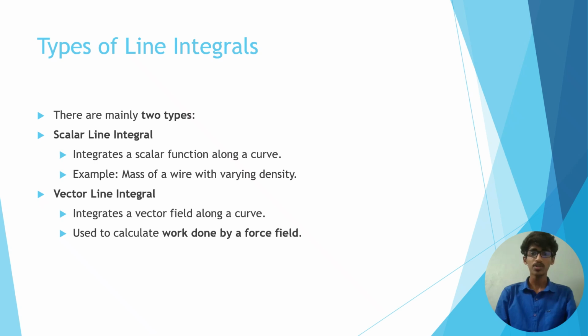Let's know what are the types of line integrals. There are mainly two types of line integrals. The first is the scalar line integral, which integrates a scalar field over a curve. It is used for calculation of mass of a wire, calculation of heat along a path, and also for charge distribution. The second one is the vector line integral, which integrates a vector field over a curve, used for calculation of work done by a force, fluid circulation, and electromagnetic applications.